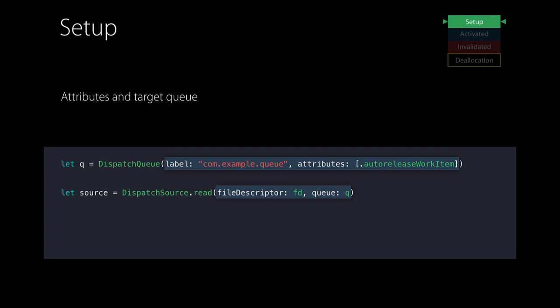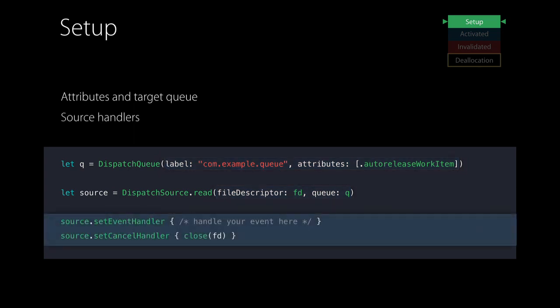And here we also have a dispatch read source where we monitor a file descriptor. That's also an attribute. Sources also have handlers. And the event handler typically is the code that will run when the resource that you're monitoring fires and there is an event pending. For the read source that we have here, that's when there is data available to read.